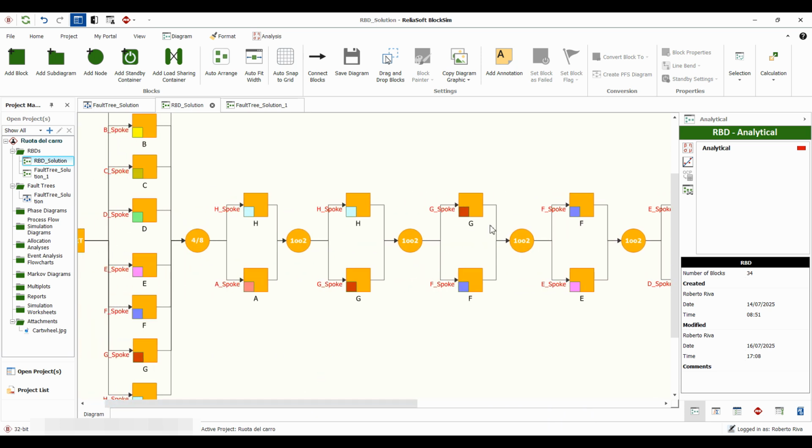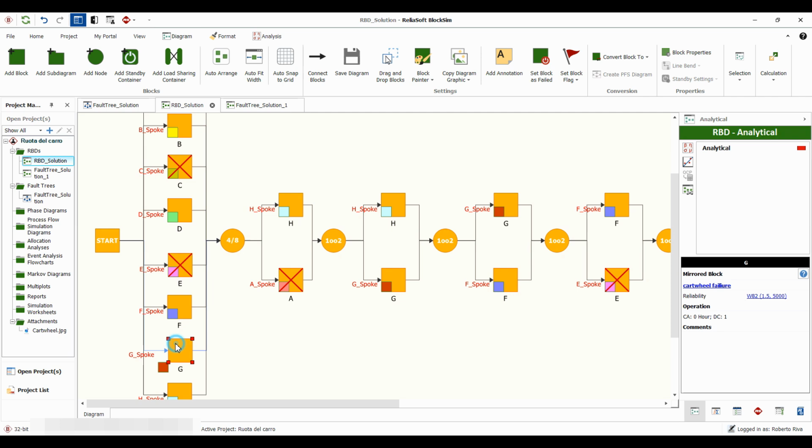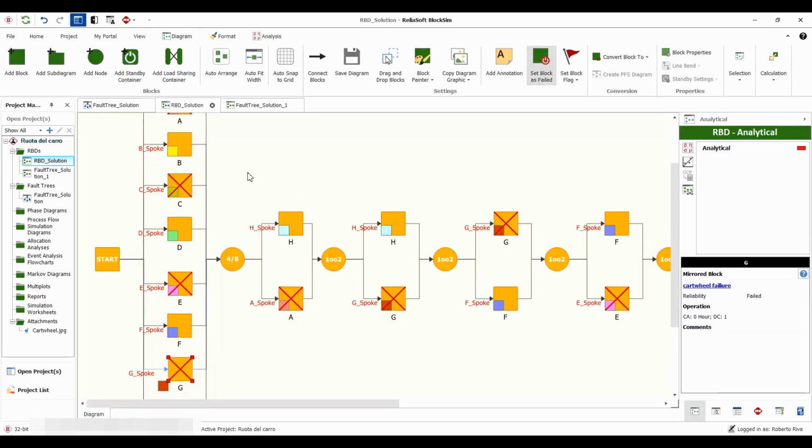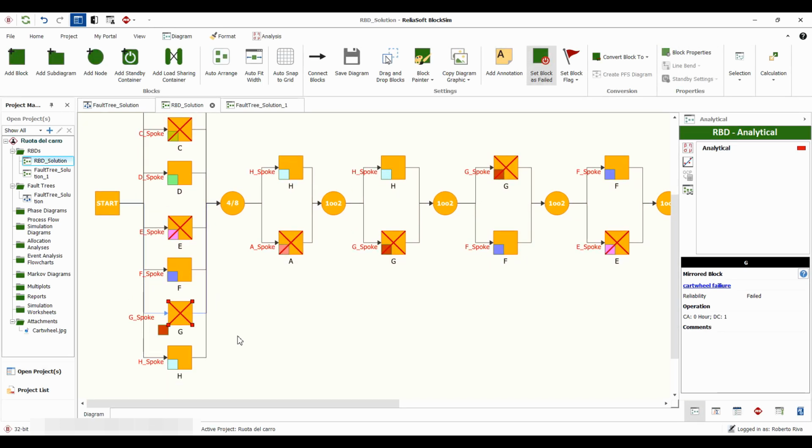And so we can check if the logic is correct. And again, we make use of the possibility of setting a block to a fail state. So we set the A block to fail, the C block to fail, the E block to fail, which are all non-adjacent, and the G to fail. So to have a maximum of 4 still operating. So we have the B spoke, the D, the F and the H.